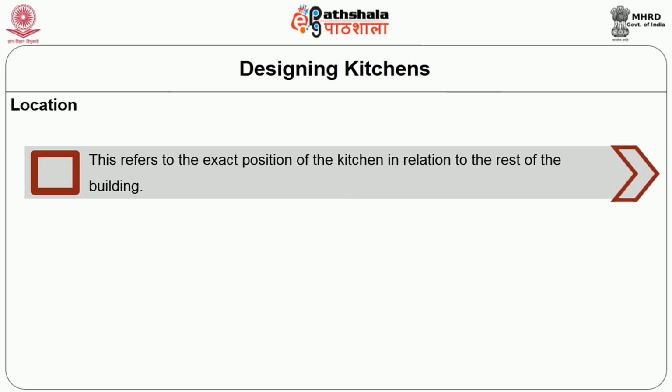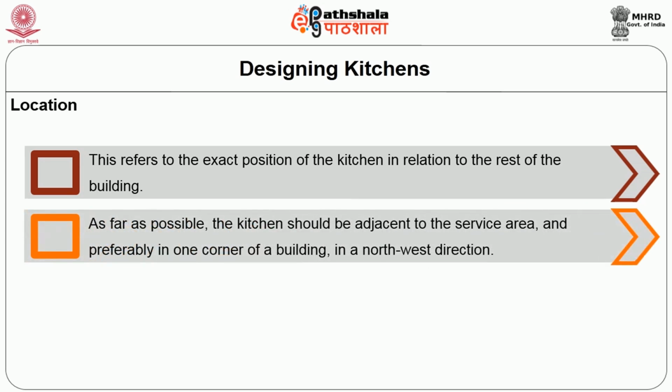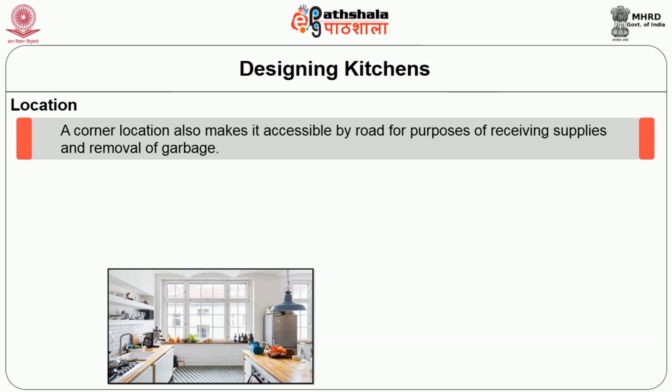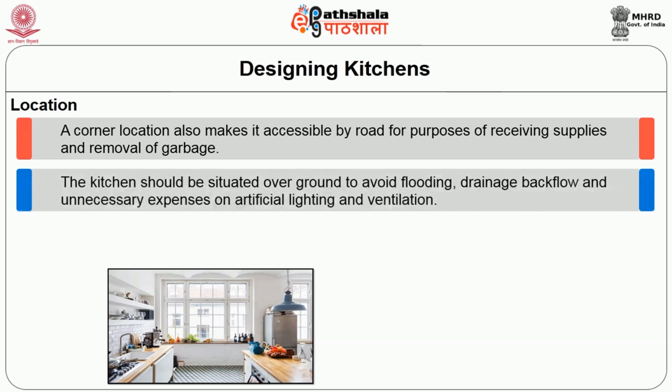As far as possible, the kitchen should be adjacent to the service area, and it is preferably in one corner of a building, suitably in the northwest direction. This provides access to two side walls for windows and free access to natural air and lighting. A corner location also makes it accessible by road for purposes of receiving the food supplies and also removal of garbage.